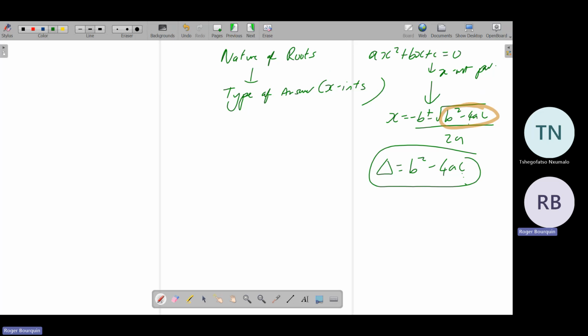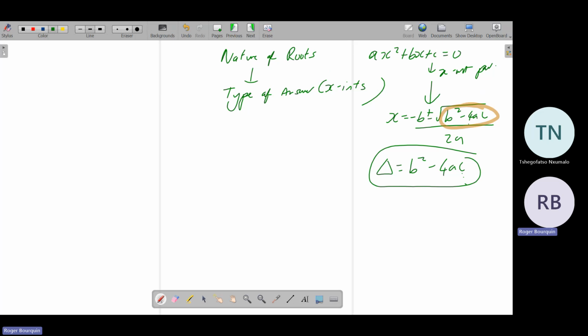If delta was 0, how many answers would we get? 1, because the plus minus would disappear. Does that make sense? So if delta is 0, you get 1 answer. What's a fancy way of saying 1 answer? I'll write this down now. Equal roots, right? If delta is bigger than 0, how many answers would you get? 2. What's the fancy way of saying 2 answers? Unequal roots.